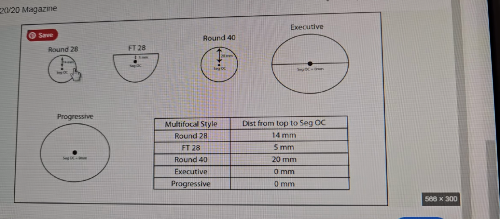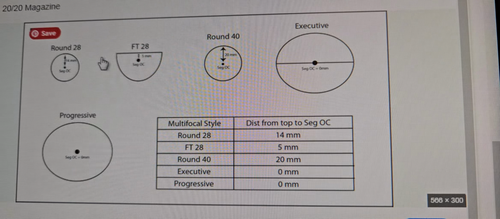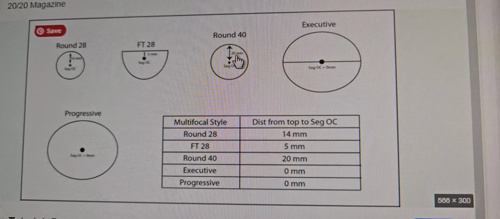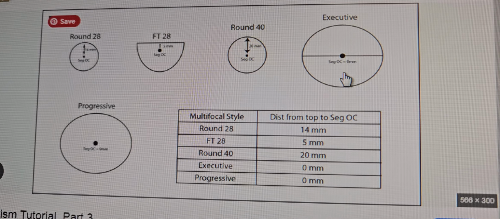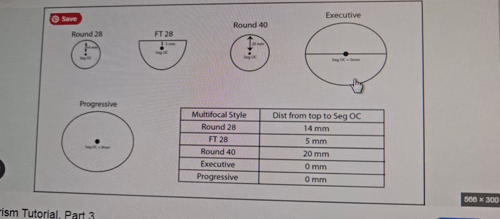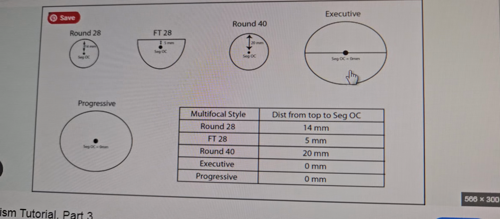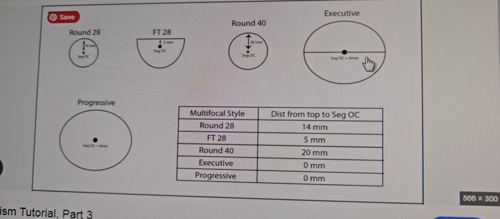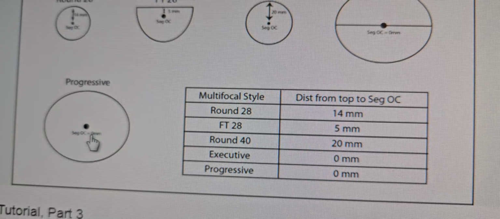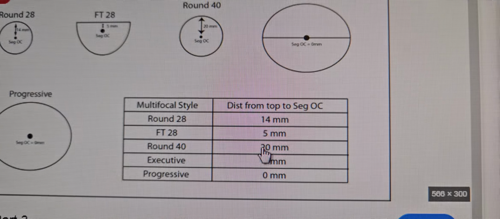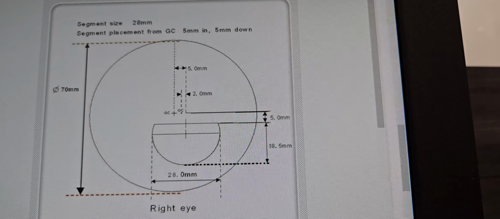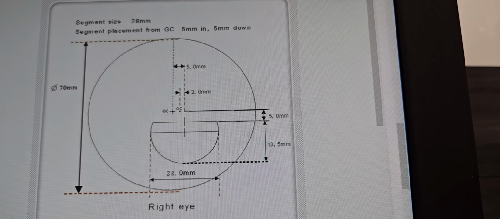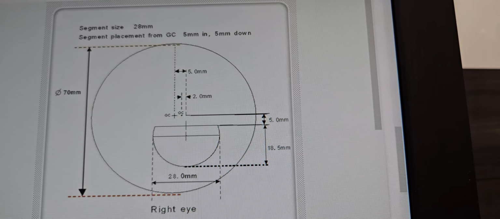This is another measurement, segment of 14, 5 mm, 20 mm. Executive has no segment because this is two glasses. One is separate, one is separate. Distance is separate, near is separate. That's it, a break. You can say half glasses. Progressive also has zero drop. So this is how you can see how the bifocal lens is inserted: 2 mm out, 5 mm down.